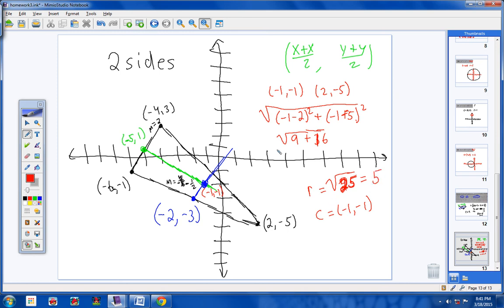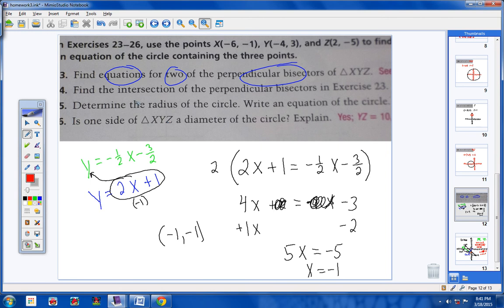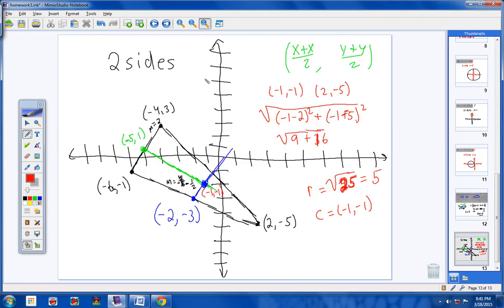So let's go back and look. They want us to write the equation of the circle. So here it is. The equation of the circle is x, change the sign of your negative 1, plus 1, quantity squared, plus y, change the sign of the 1, plus 1 squared equals radius squared, where your radius is 5, so 5 squared, which of course is 25. Okay, so there's the equation of your circle. Alright, okay, moving on.